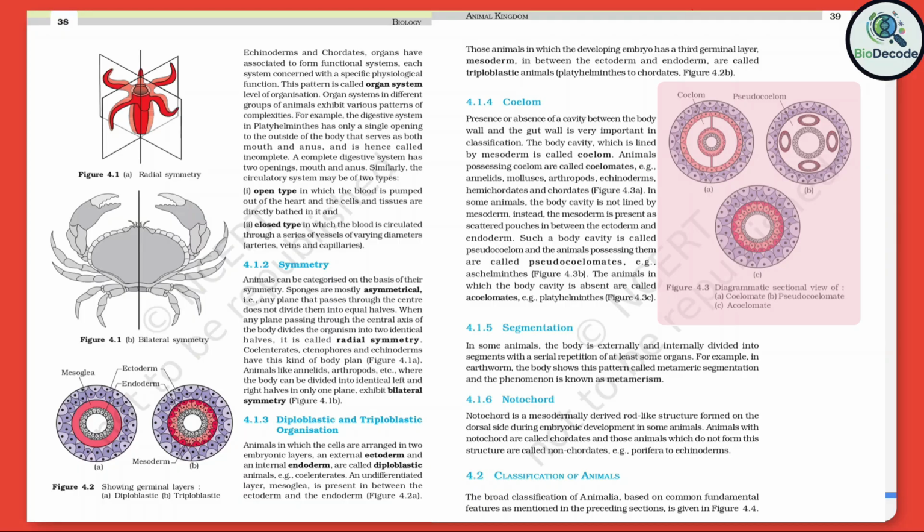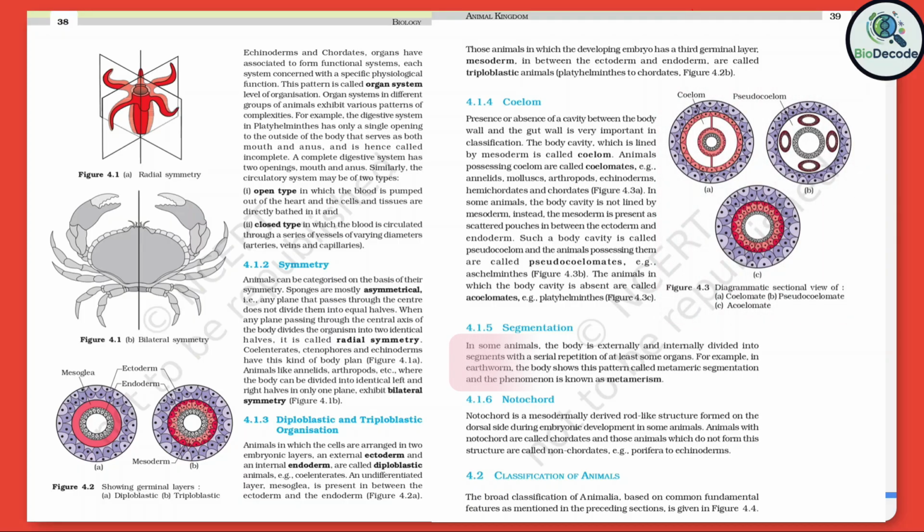Pseudocoelomate: the body cavity is present but not completely lined by mesoderm. Instead, it lies between the mesoderm and endoderm. Found in roundworms like Ascaris, it allows limited organ movement and serves as a hydrostatic skeleton. Acoelomate: no body cavity is present. Mesoderm fills the entire space between the body wall and gut. Flatworms like Planaria are typical examples. This figure highlights how the evolution of a coelom improved internal organization and organ efficiency.